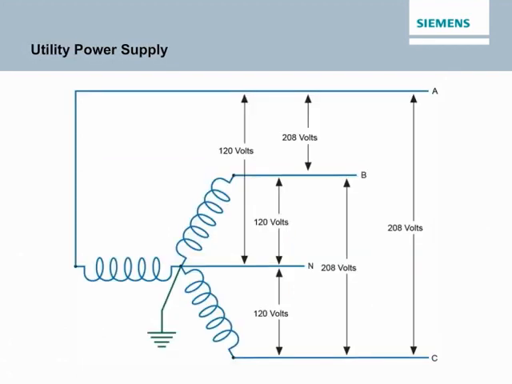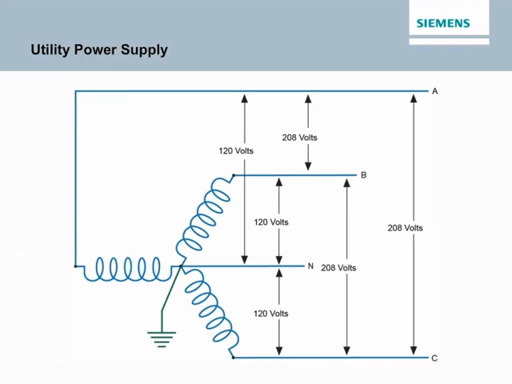The electric utility company uses a step-down transformer to supply power to a facility. There are a number of ways the secondary of the utility transformer may be configured. In this example, the utility supplies power from a transformer with a Y-connected secondary. The secondary winding of the transformer produces 208/120 VAC.